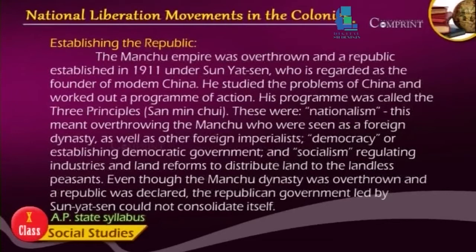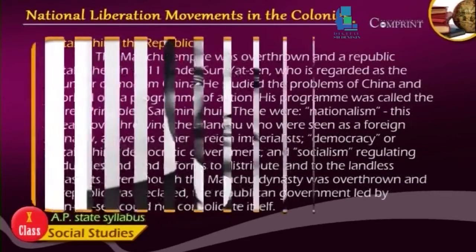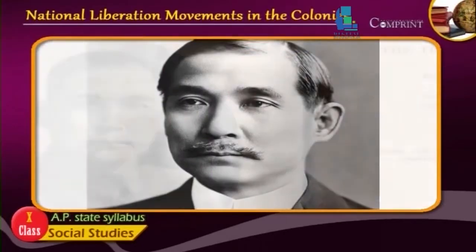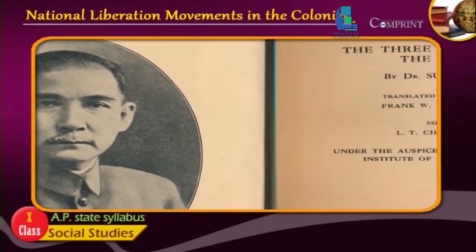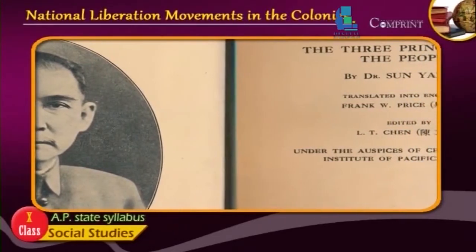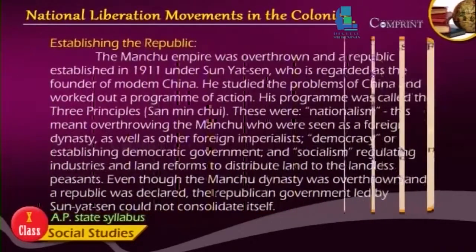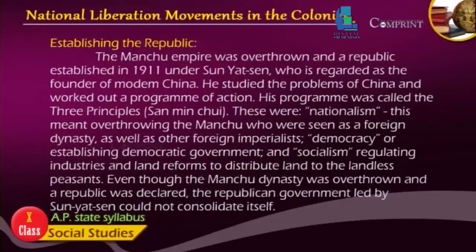Establishing the Republic. The Manchu Empire was overthrown and a republic established in 1911 under Sun Yat-sen, who is regarded as the founder of modern China. He studied the problems of China and worked out a program of action. His program was called the Three Principles, San Min Chui, which were nationalism, democracy and socialism.